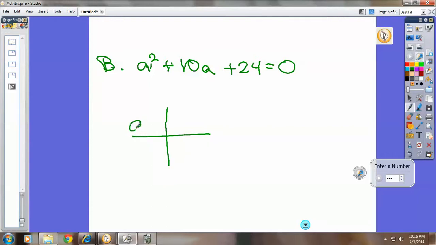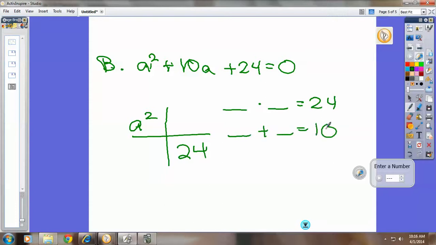A squared. What's going to go down here in the bottom right? You're looking at C. Oh, whoops. 24. So I'm looking for two numbers that multiply to give me 24 and add to give me 10. What are those two numbers? Write this down, guys. You should be doing this with me. What are those two numbers that multiply to 24 and add to 10? 4 and 6.